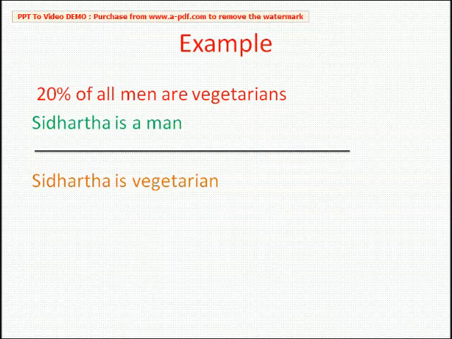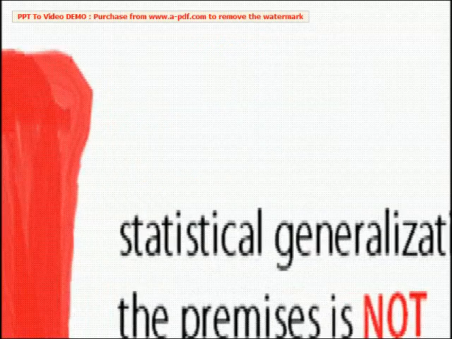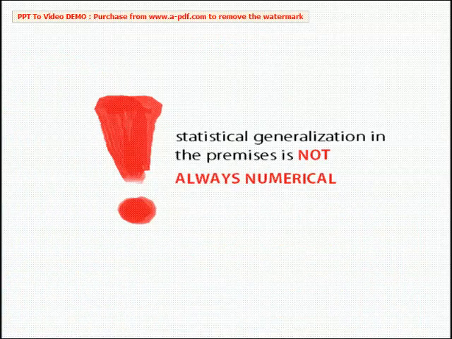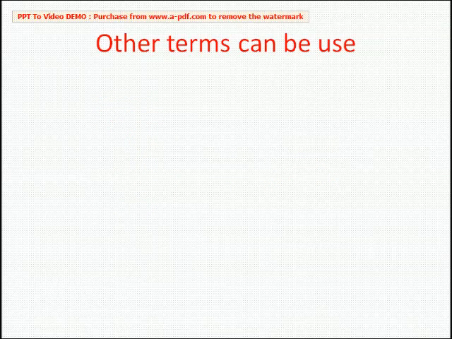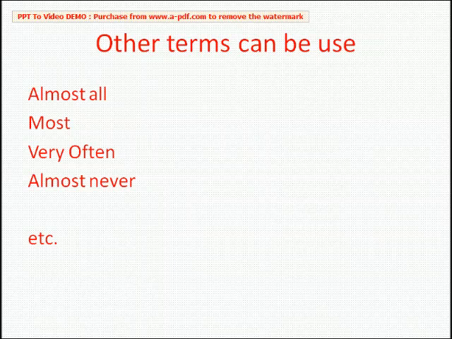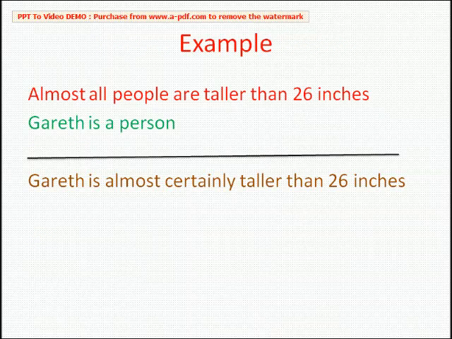20% of all men are vegetarians. Siddhartha is a man. Therefore, Siddhartha is vegetarian. Other terms can be used like almost all, most, very often, almost never, and many more. Again, the red one is the major premise, the green is the minor premise, and the brown is the conclusion.